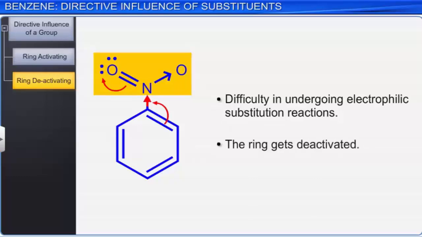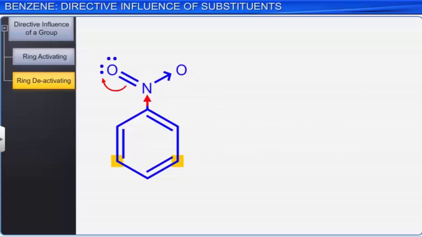In the presence of the nitro group, the electron density at the meta position is comparatively higher than the electron density at other positions, and thus the incoming electrophile is directed to the meta position.